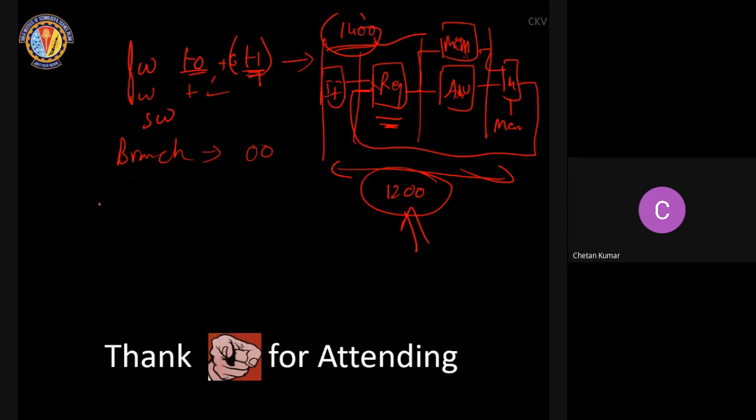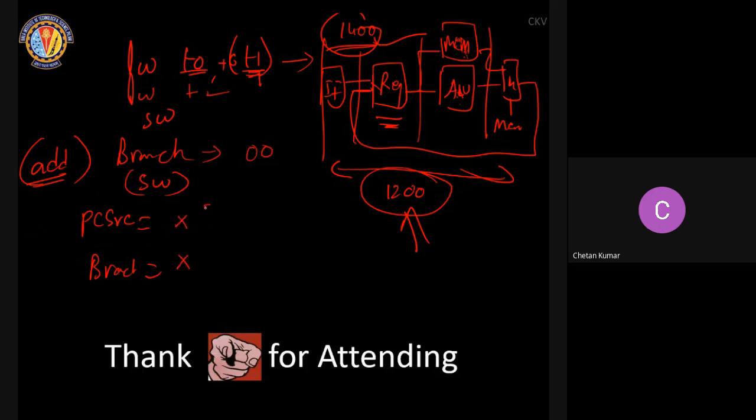And one more thing I observed with respect to the control signals. For PC source, there were two different sets that I had prepared, at least for some questions. In some sets I had asked for control signals for add, and in another set I had asked for control signals for store. Many people have written the control signals as don't care for PC source and branch.